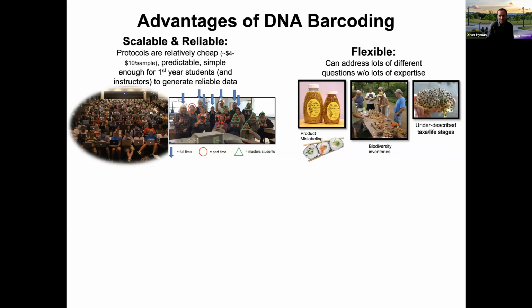It's also really nice in the sense that it's flexible, so you can address a lot of different research questions without having a ton of expertise. And typically these fall into two or three different categories, usually related to something like product mislabeling. So is this sushi the species of fish that they say it is? Is this pollen actually coming from the flowers that they say it is? It's good for biodiversity inventories. If you have a local taxonomic group or a local area that you're looking at the biodiversity of, it's great for that. And it's also useful for describing underdescribed life stages or underdescribed taxa, or helping to build up barcoding databases from natural history collections.